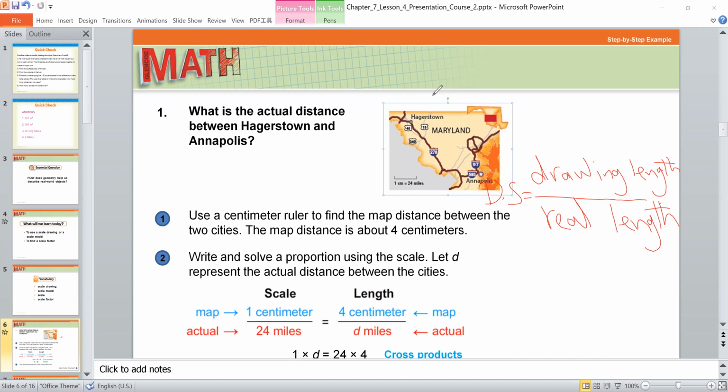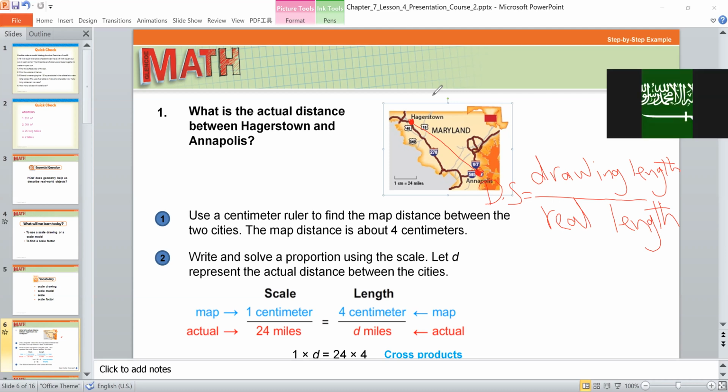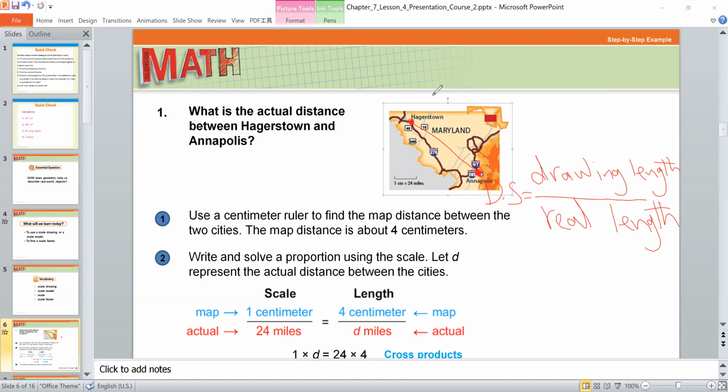Okay, he gives me that. I have a town called Hagerstown. Can you see it with the red now? Can you see this town? And another one, Annapolis. What we will do, my friend, look with me. We will join them by a line. We will put a point in Hagerstown and one point in Annapolis, and we will join these two points by the shape.